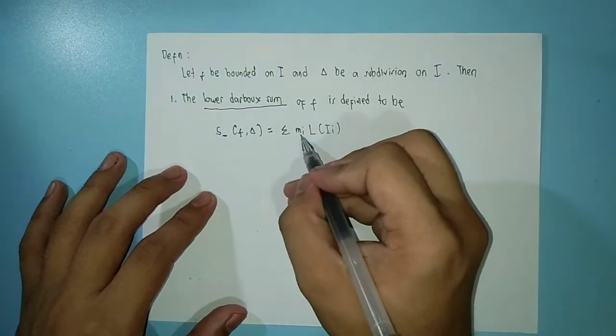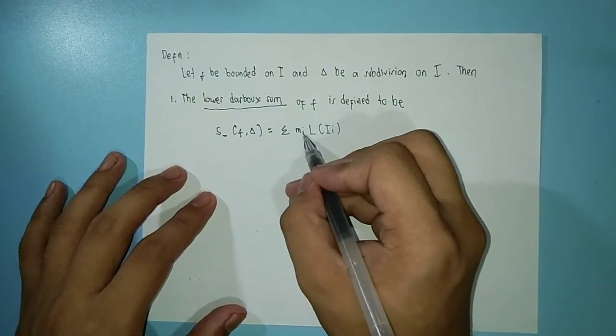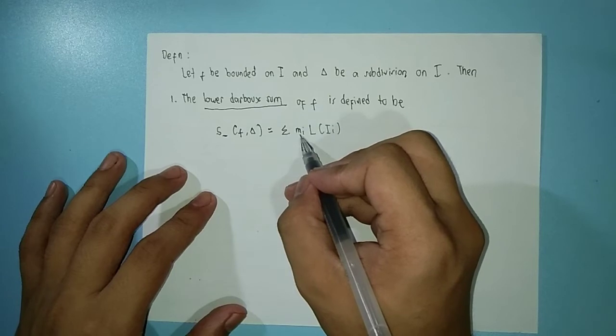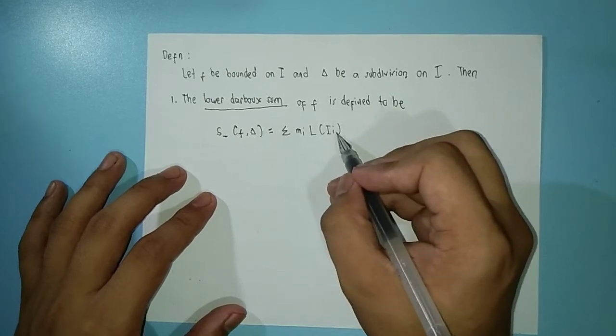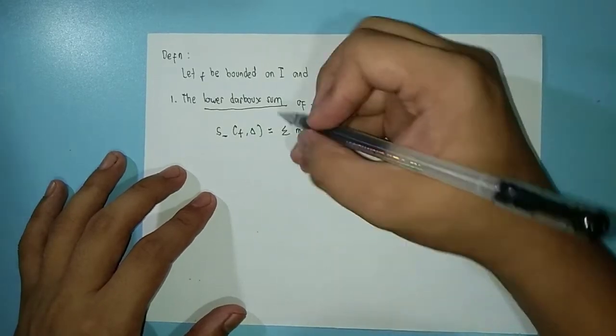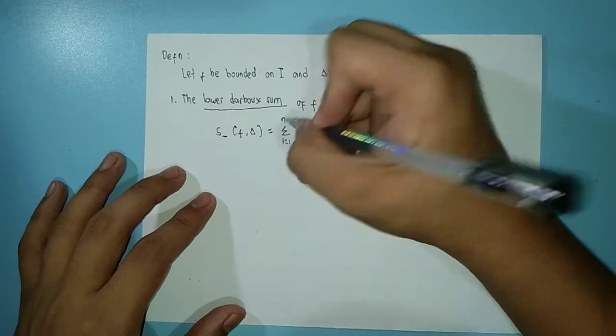times the length of I sub i. So, ito pinakita ko na yun, dinefine na natin to kanina, ito yung infimum. Okay? Kapag m sub i, ibig sabihin infimum ng interval I sub i. Tapos, length naman ng I sub i, from 1 to n.